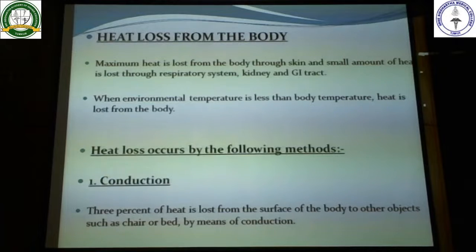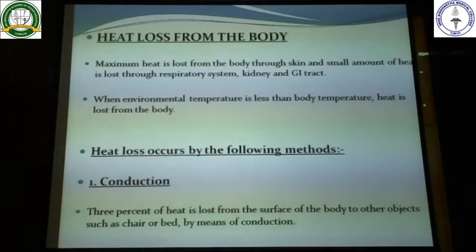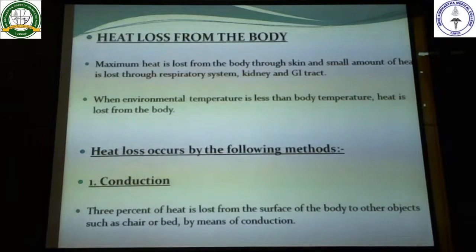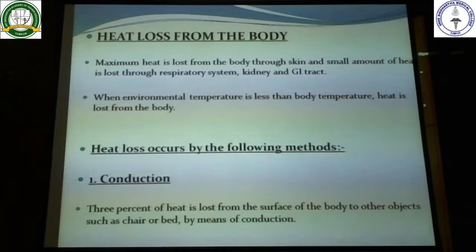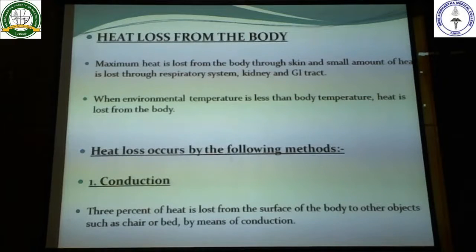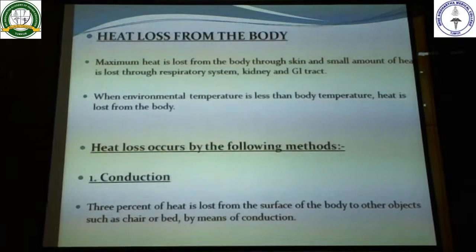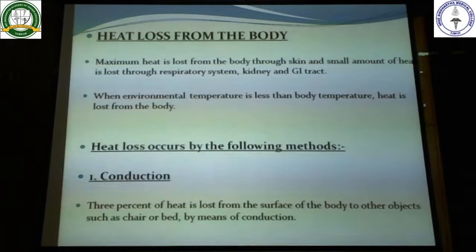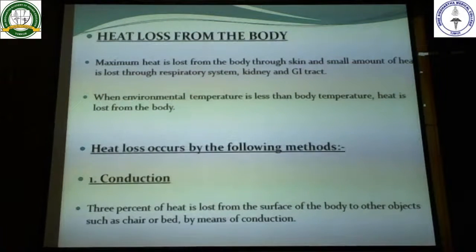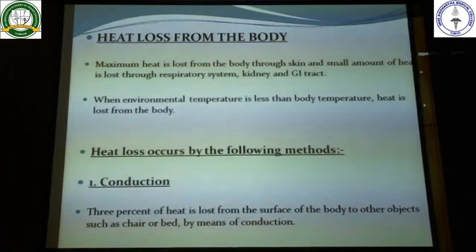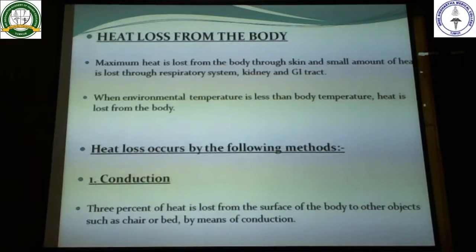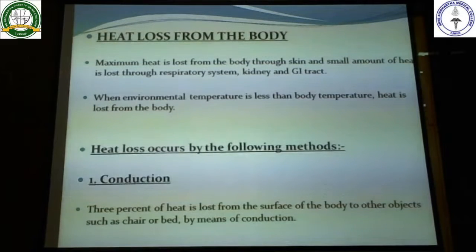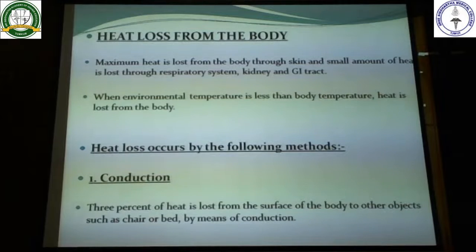Respiratory system: you blow the air on your palm, so you can feel the warmth because the heat is lost along with the expired air, right? In the kidneys again, when the person passes the urine, the urine is not like a cold stream of water, it is warm, right? When the person is passing the urine, it is warm because some amount of heat is also being excreted, and it applies to the GI tract also, wherein the feces will be warm, right? So this is heat loss, right?